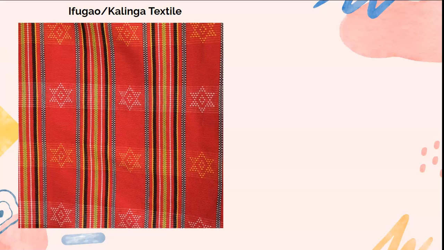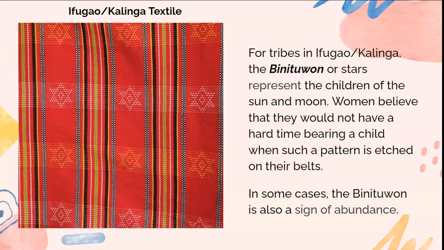The cultural communities in the Philippines actually have patterns in their textiles. For the Ifugao and Kalinga textile, you can see here the repetition of the stars, because for tribes in Ifugao and Kalinga, the Binituan or stars represent the children of the sun and moon. Women believed that they would not have a hard time bearing a child when such a pattern is etched on their belts. In some cases, Binituan is also a sign of abundance.